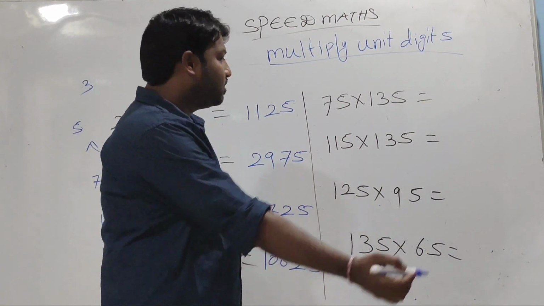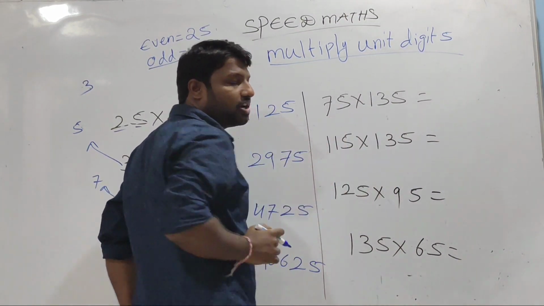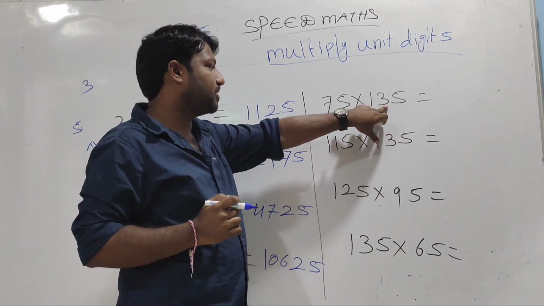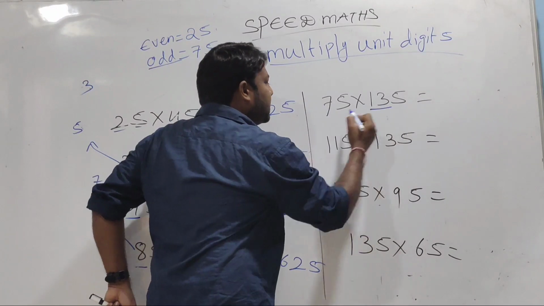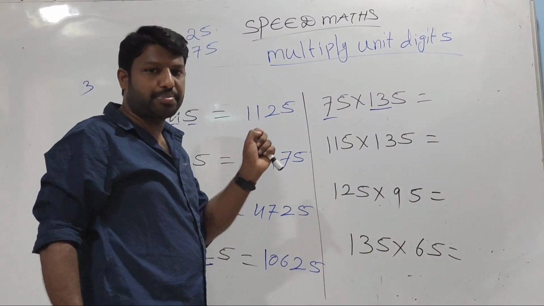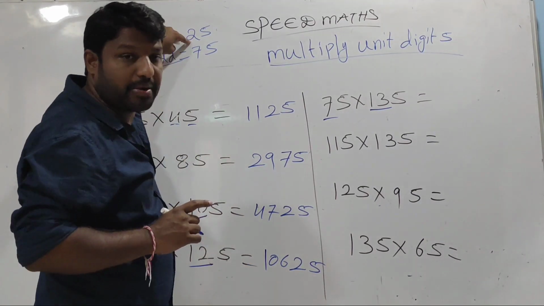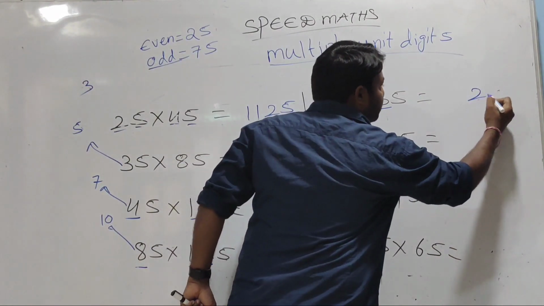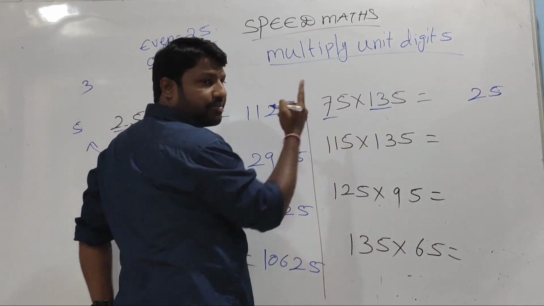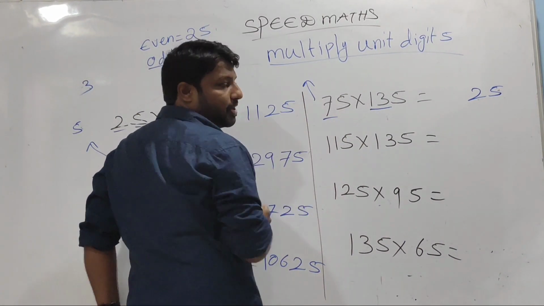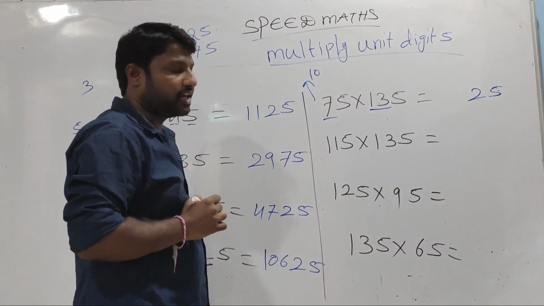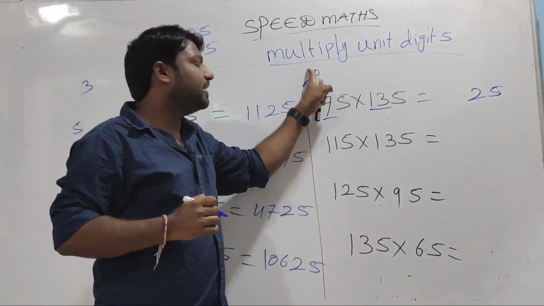Okay, now come here. 75 into 135. Here the last digit is 5, here also the last digit is 5. Next, check the other numbers. Here 13 is there, here 7 is there. So add 13 plus 7. 13 plus 7 is nothing but 20. 20 is an even number. Even number means you should write 25. So I wrote 25. Take half of that number. Half of that number is 10. So I have written 10 here.